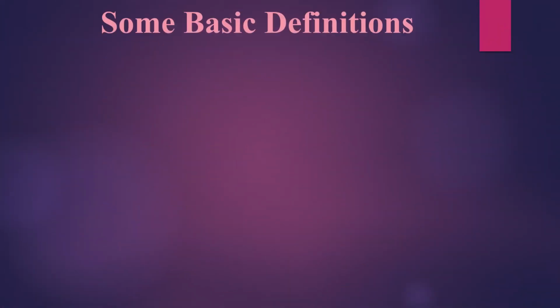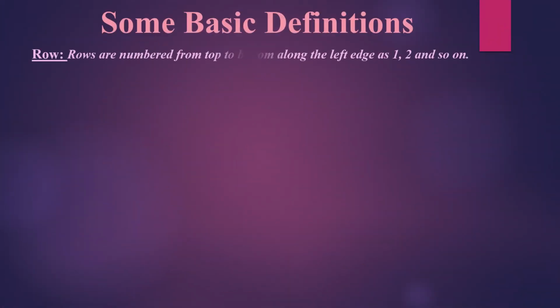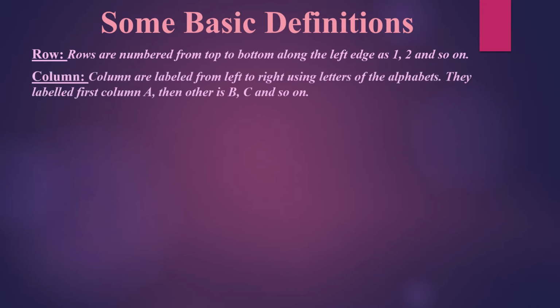Now we learn some basic definitions, and the first is row. Rows are numbered from top to bottom along the left edge as 1, 2 and so on. Column. Columns are labeled from left to right using the letters of the alphabet. They label the first column A, then the others are B, C and so on.